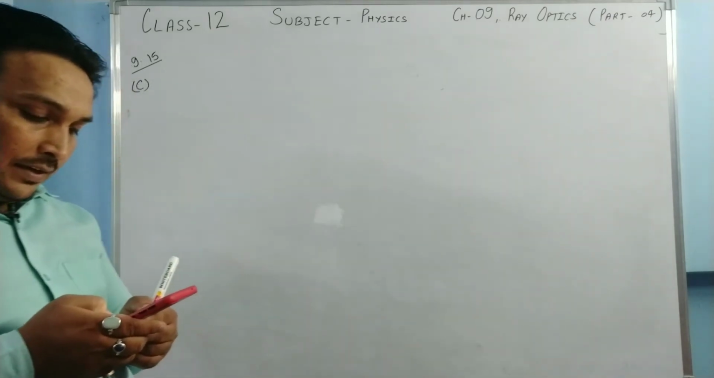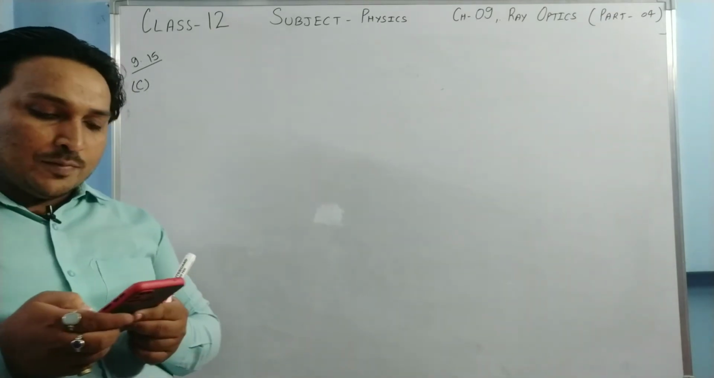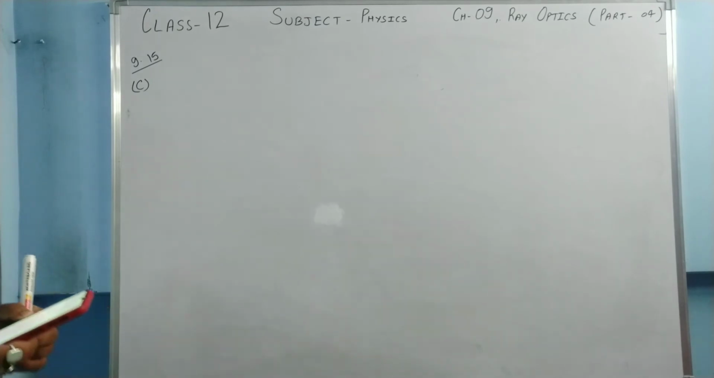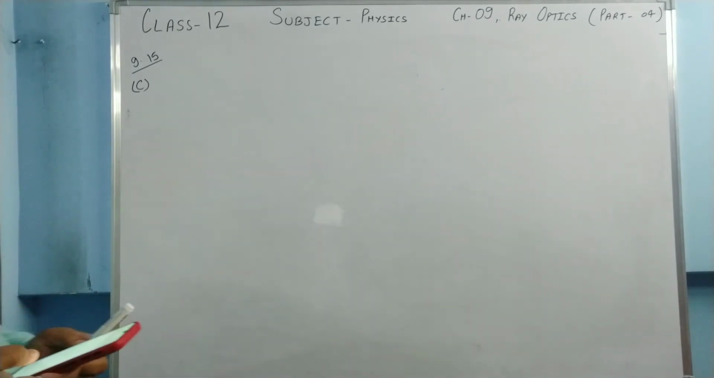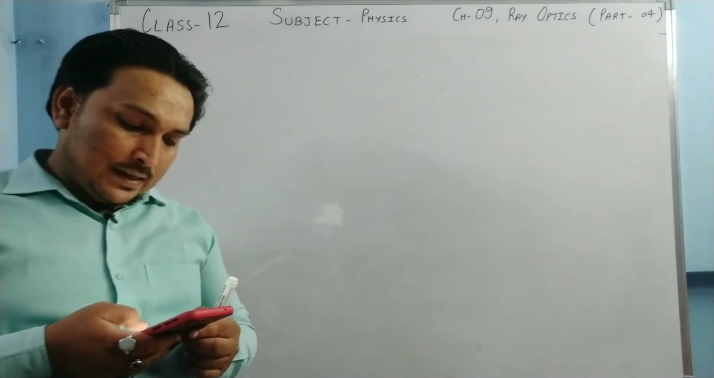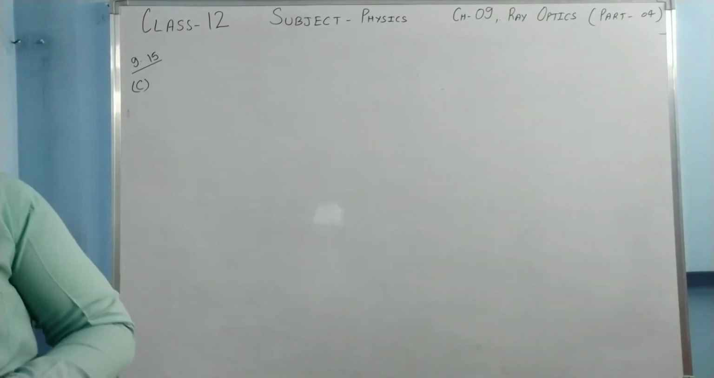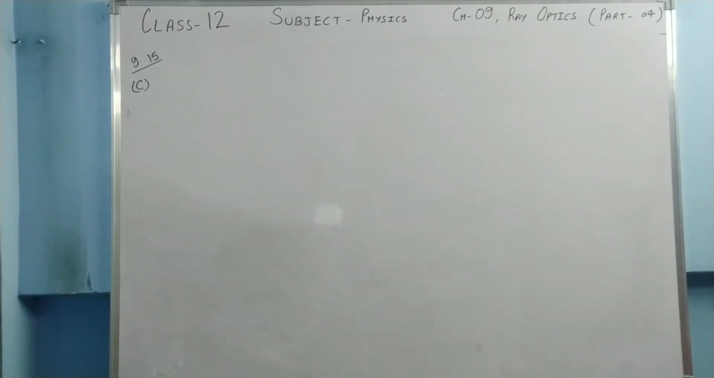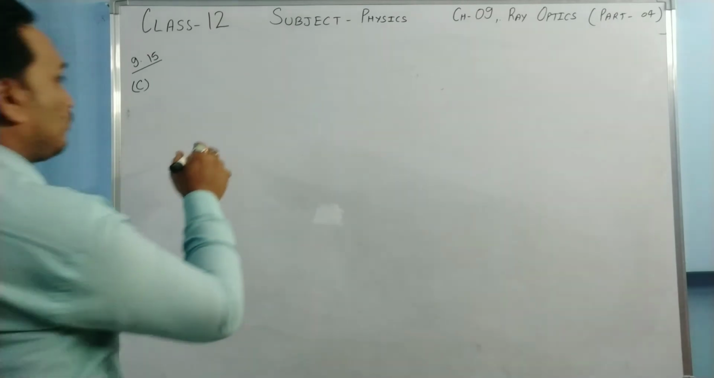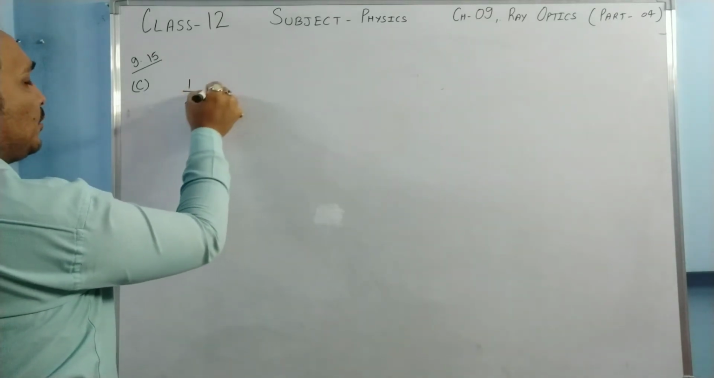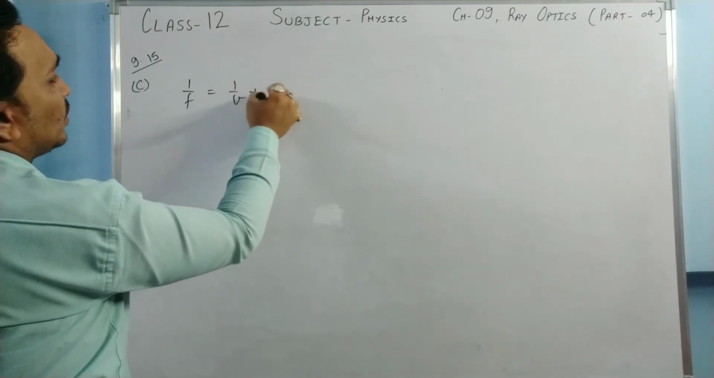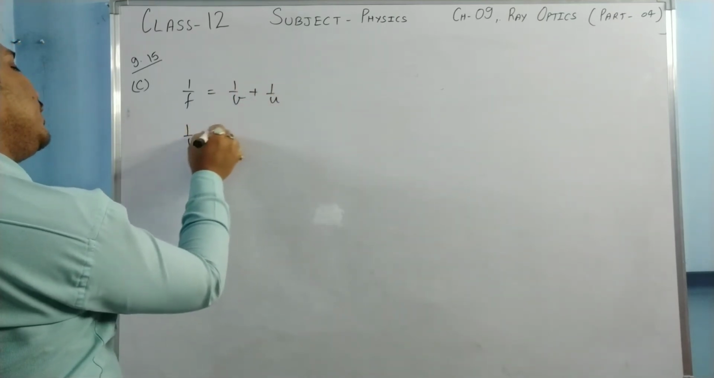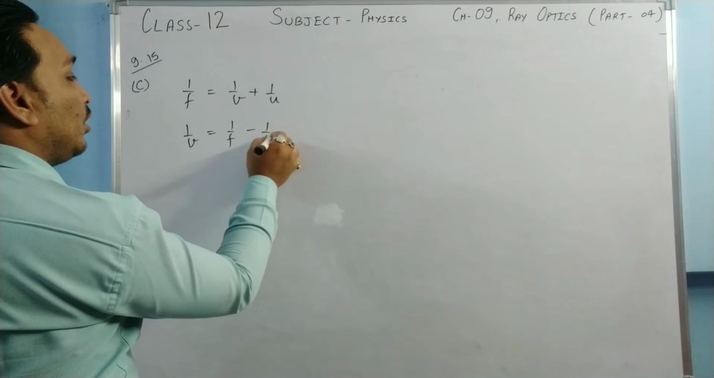Third part says that the virtual image produced by the convex mirror is always diminished in size, that magnification should be less than 1, and is located between focus and the pole. Okay, let us see. So again for convex mirror, 1 upon f is equal to 1 upon v plus 1 by u. 1 upon v is equal to 1 by f minus 1 by u.